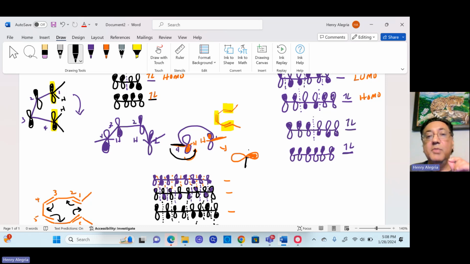Now, I have to make sure the unshaded one at number 1 is pointing to the left so that it overlaps with the shaded one at number 4. To make that happen, I also have to rotate counterclockwise. That is now going to place the shaded to my left, the unshaded to my right.